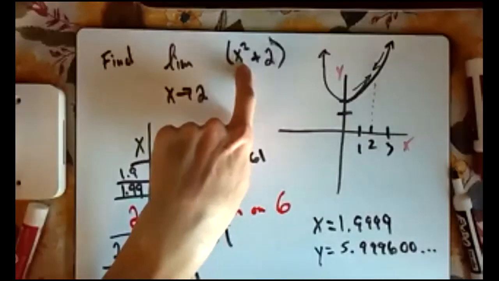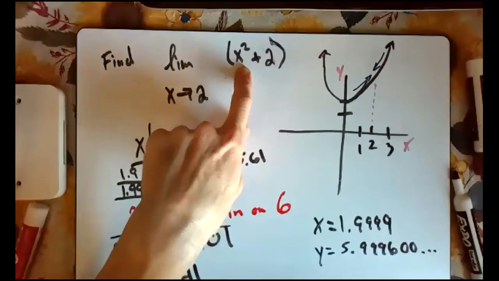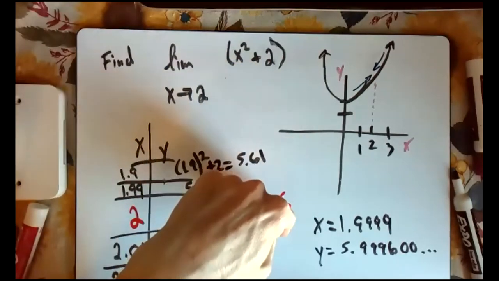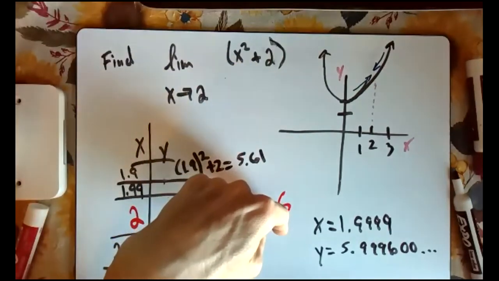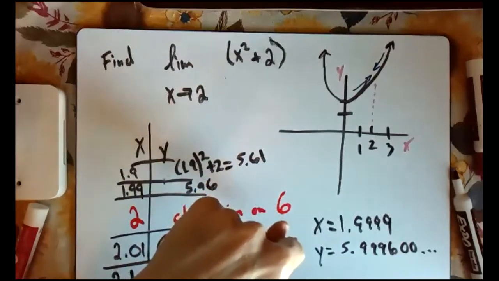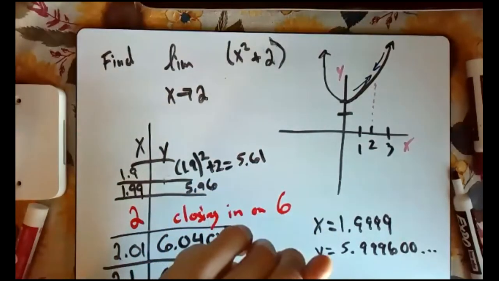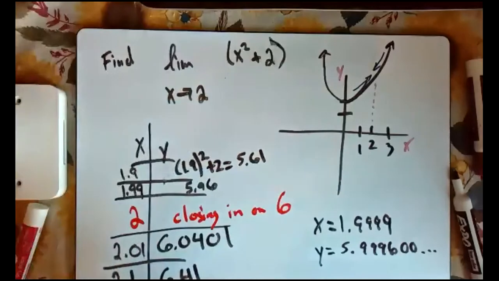So you may be wondering, well, couldn't I have just plugged 2 into here? And I could have gotten 2 squared is 4 plus 2 is 6, and boom, be done. Yes, you could have done that in this instance, but that doesn't work for all problems, okay? I just went ahead and did this one because it's just for you guys to understand the process.